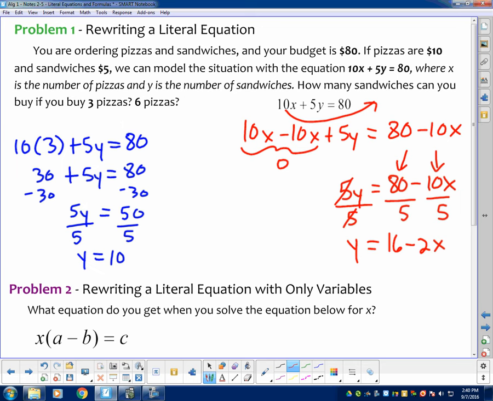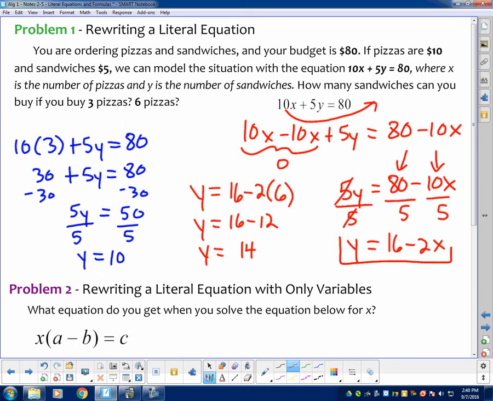So if I know the equation is y equals 16 minus 2x, I can now plug in, say, 6 pizzas to that. I get y equals 16 minus 12, or y equals 14 sandwiches. And now I have an equation where I could plug it into a spreadsheet. I could have down the first column different values to plug in for x, like 1 pizza, 2 pizzas, 3, 4, 5, 6, all the way up to actually 8 pizzas.